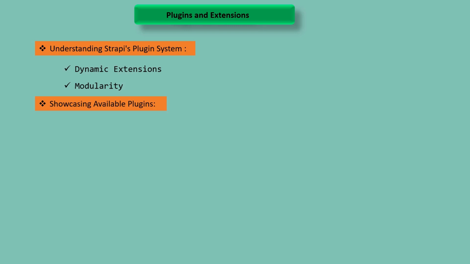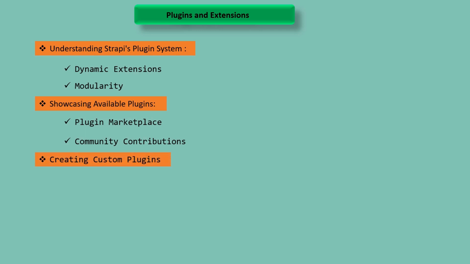Showcasing available plugins. Plugin Marketplace. Strapi provides a marketplace where developers can discover and integrate pre-built plugins. This includes plugins for authentication, image processing, SEO, and more. Community contributions. The active Strapi community continuously contributes new plugins, expanding the platform's capabilities. Creating custom plugins. Plugin development.